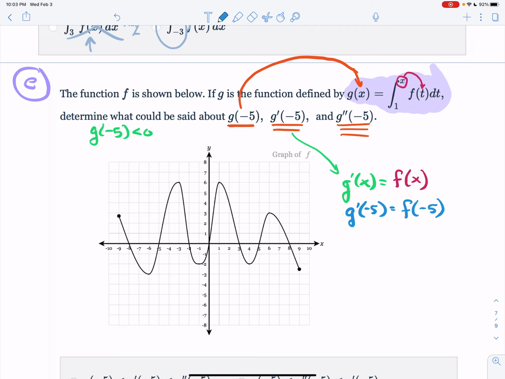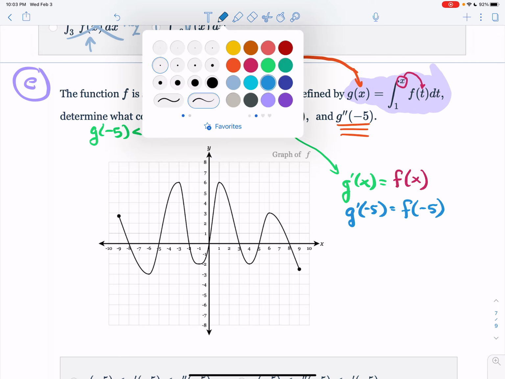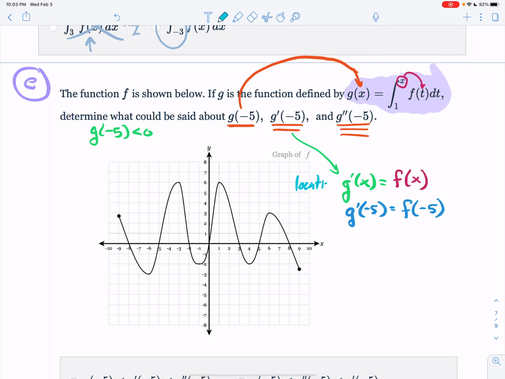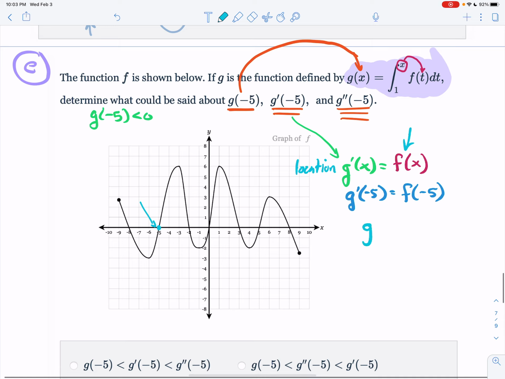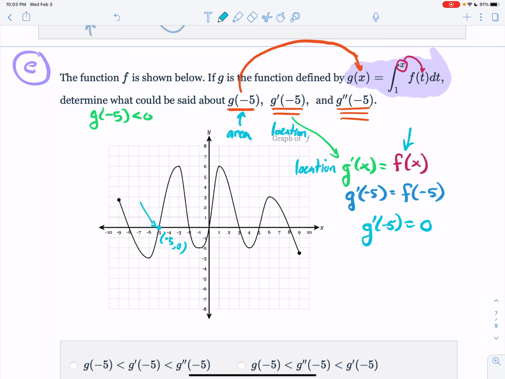Okay, so notice, when you get to the derivative, you end up with just f. And f is really just location, not area now. Because f of -5 is right there at 0. So g prime of -5 is equal to 0. That's just the y coordinate. -5 comma 0. Boom. Okay, so remember, g of negative 5 represented area, but when you got to the derivative, it represented location or point, whatever you want to call it there. Okay, so I'm going to write that down as well. g prime of negative 5 is equal to 0 according to our graph.